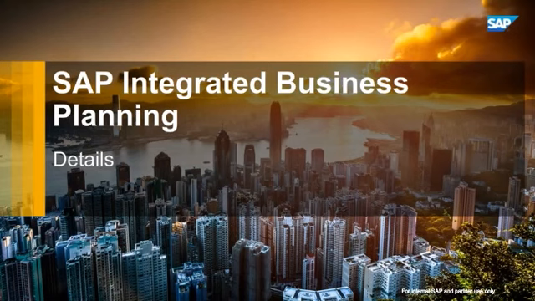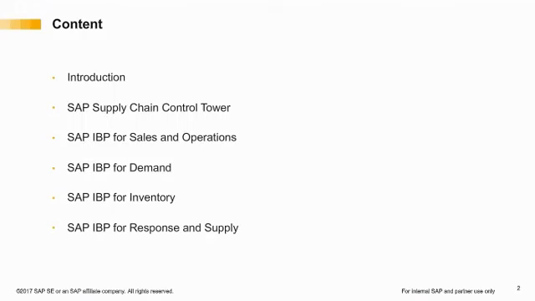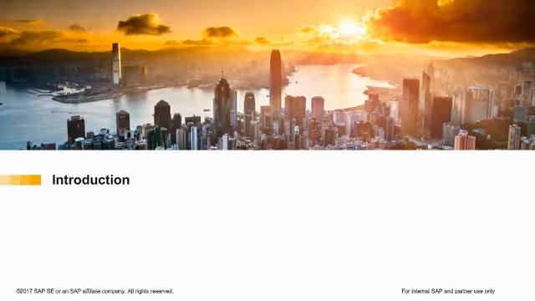Hello and welcome to the SAP Integrated Business Planning Detailed Overview module. In this module, we will be focusing on the detailed functionality within SAP IBP, including SAP Supply Chain Control Tower, SAP IBP for sales and operations, demand, inventory, as well as for response and supply. Let's get started with a brief introduction.